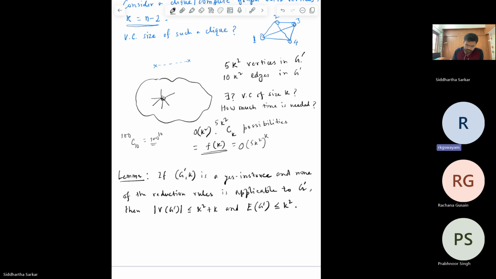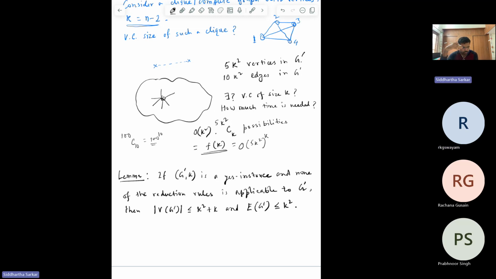Actually, what's the statement of the lemma? What's the meaning of this lemma? Can you summarize its importance again? So after we have done the first reduction rule on the original graph, the graph does not have any isolated vertices. And after we have applied the second reduction rule, the graph does not have any high degree vertices.